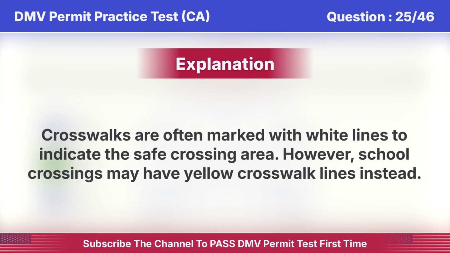Crosswalks are often marked with white lines to indicate the safe crossing area. However, school crossings may have yellow crosswalk lines instead.